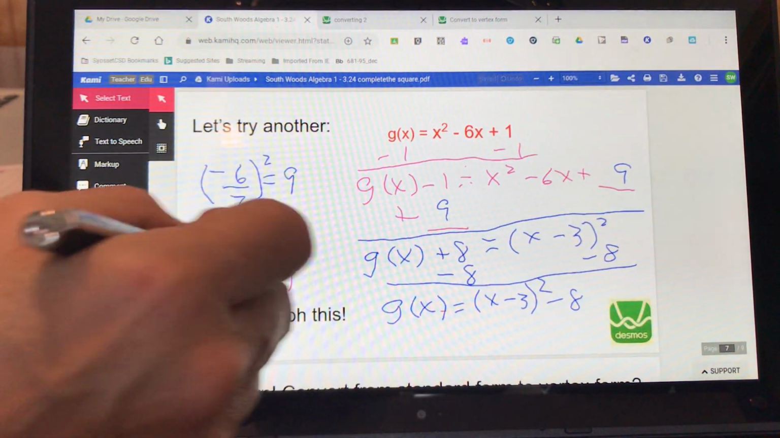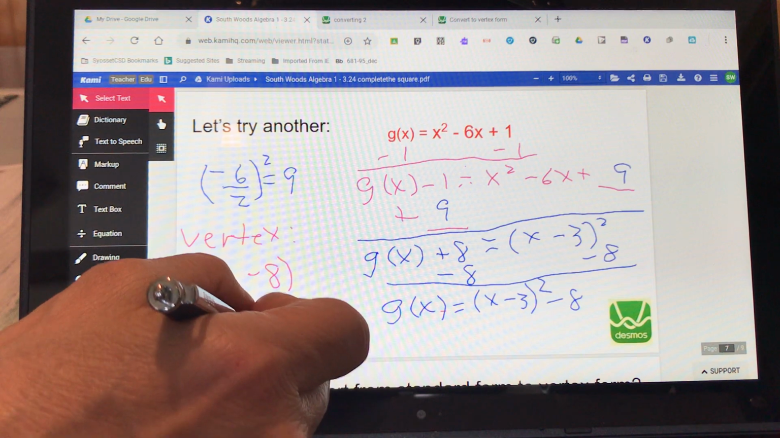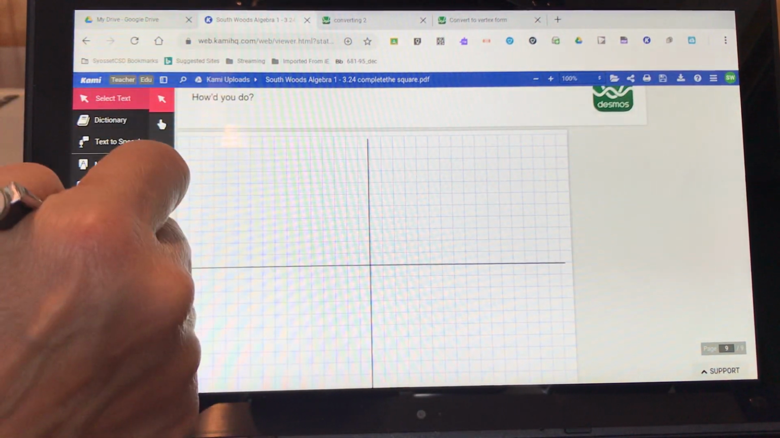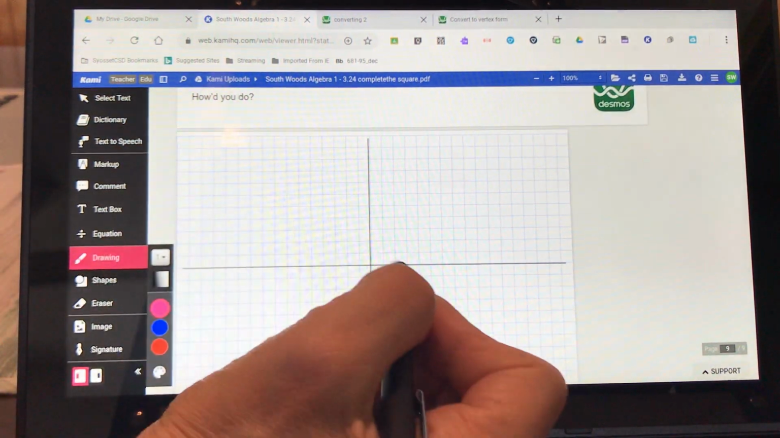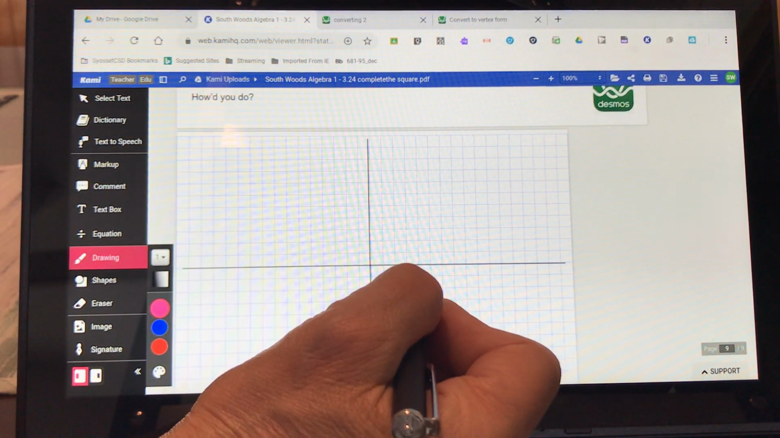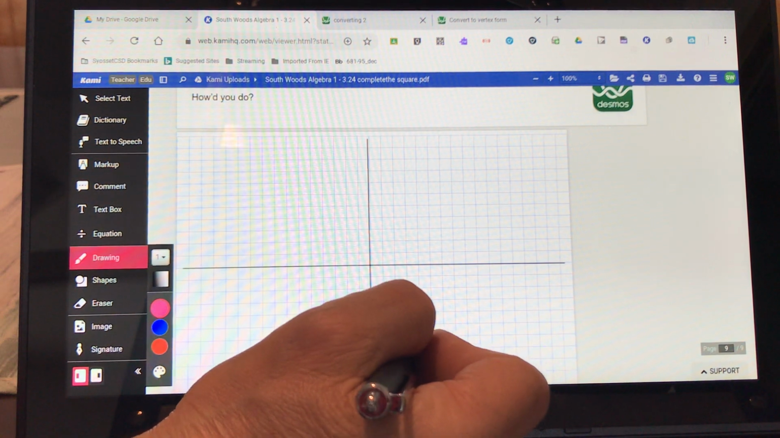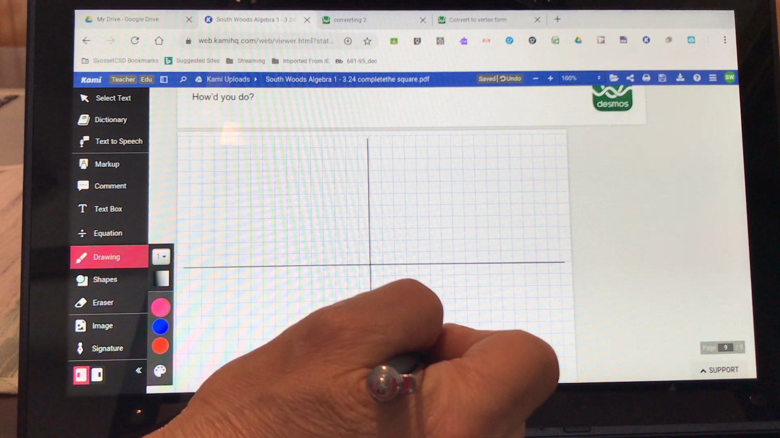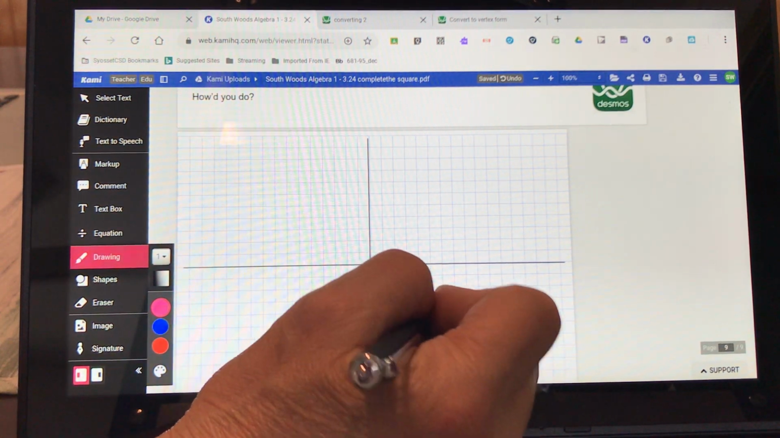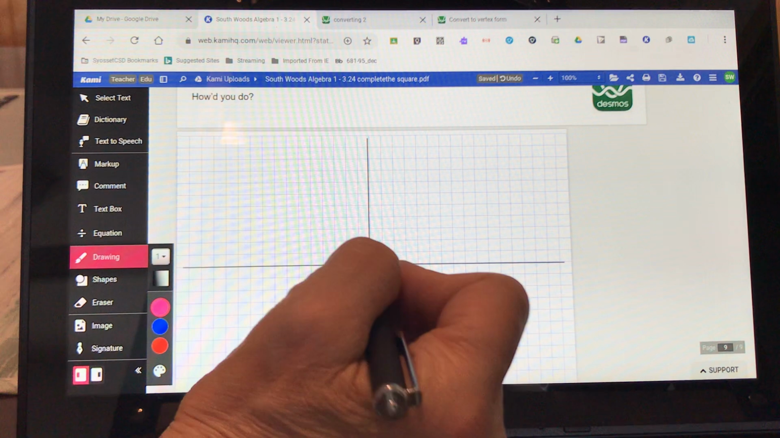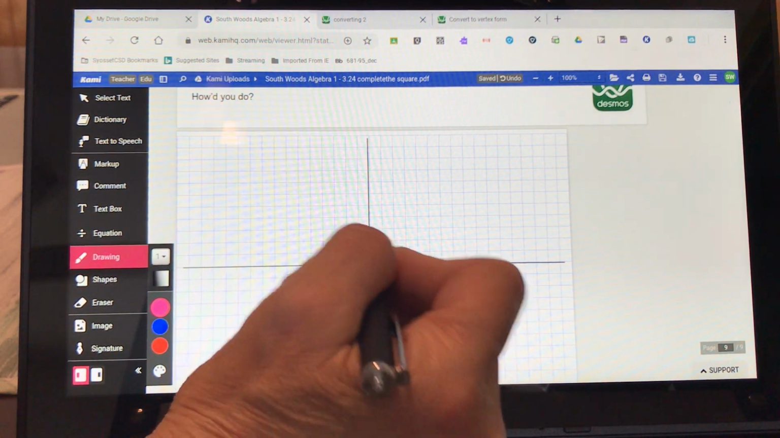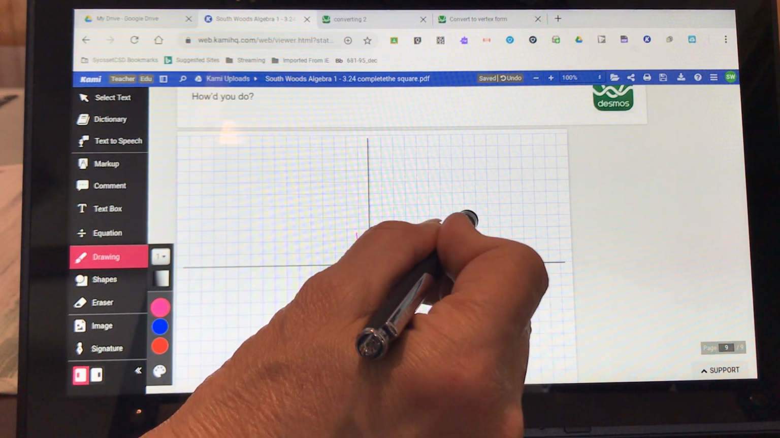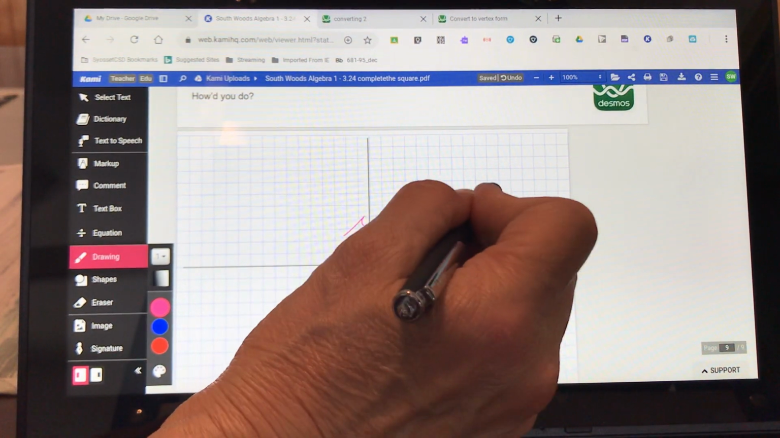We could graph this. If we use positive 3, negative 8, 1, 2, 3, 4, 5, 6, 7, 8. We use the table on our graphing calculator. And here's a very rough sketch of g of x.